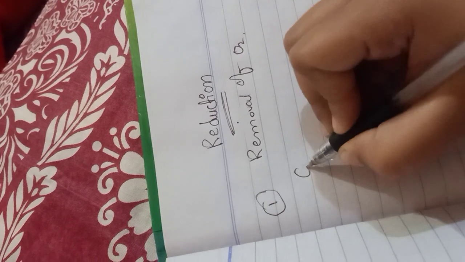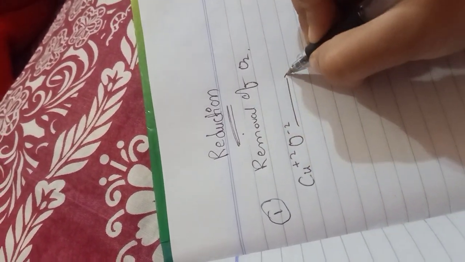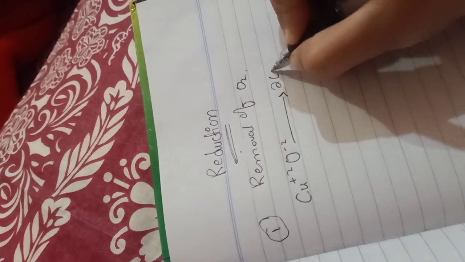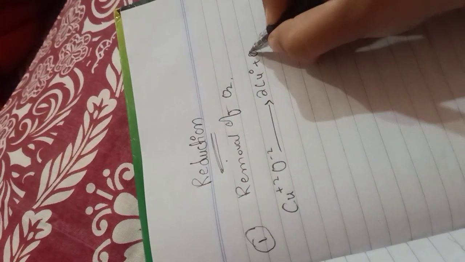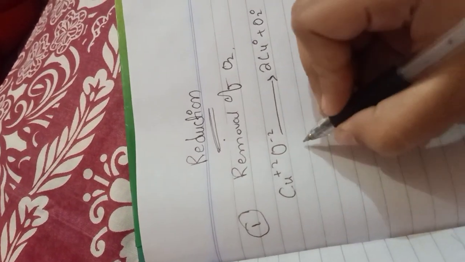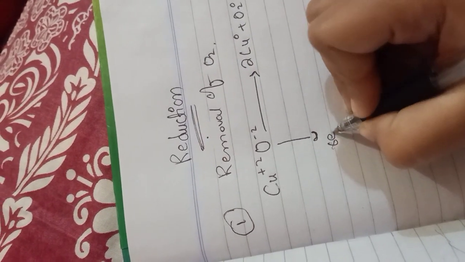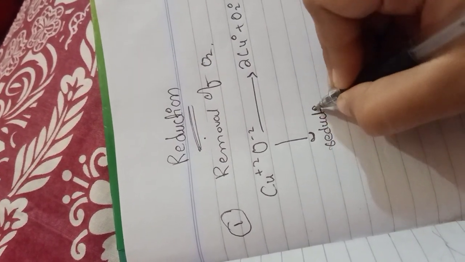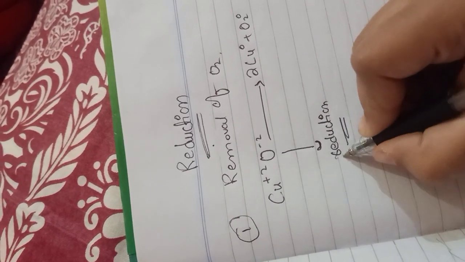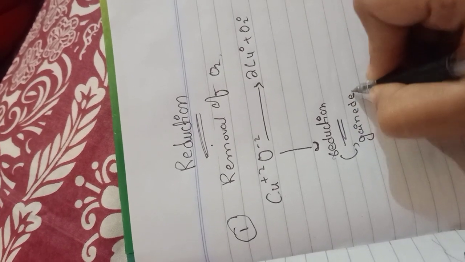For example, I have copper, and it is copper oxide and it is getting reduced. The oxygen is basically removed. So here you can see that this is reduction, because it has gained 2 electrons. The negative sign is there, which means it has gained 2 electrons.